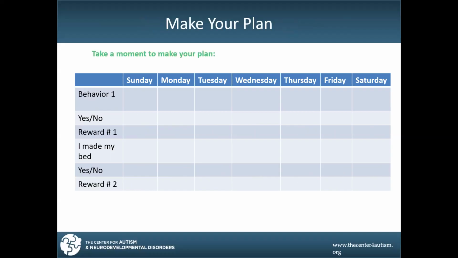Take a moment to reflect on how you might be able to track this at home. For example, you can use a dry erase board or print and laminate a similar chart to hang on your child's bedroom door.